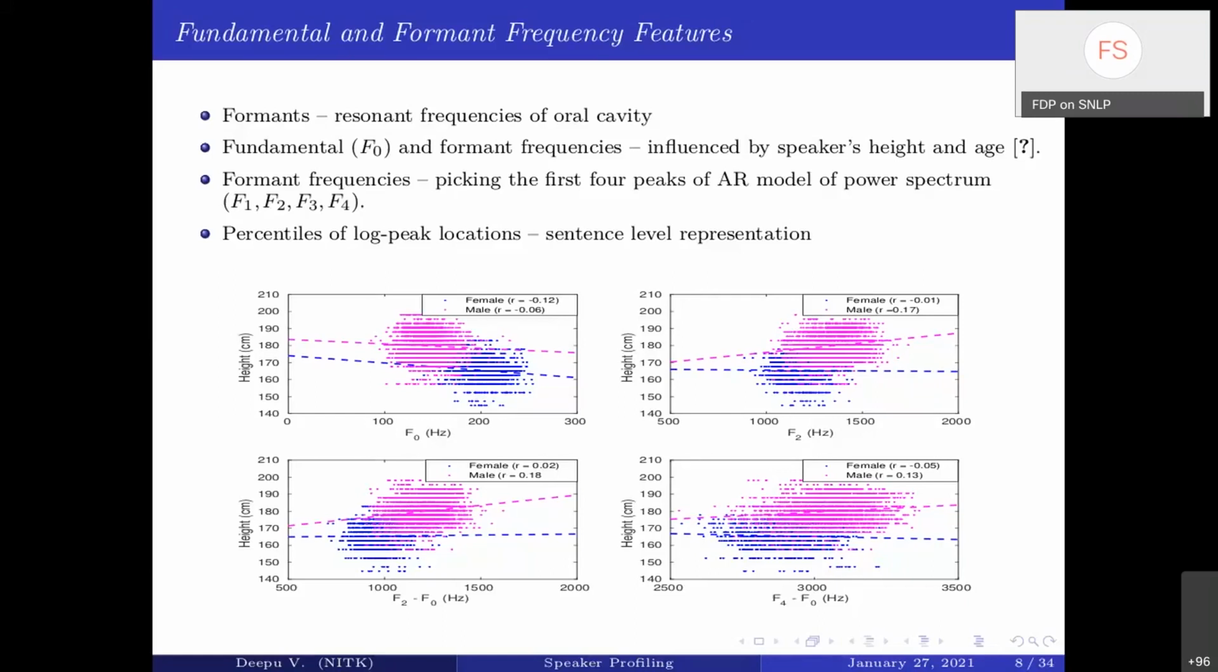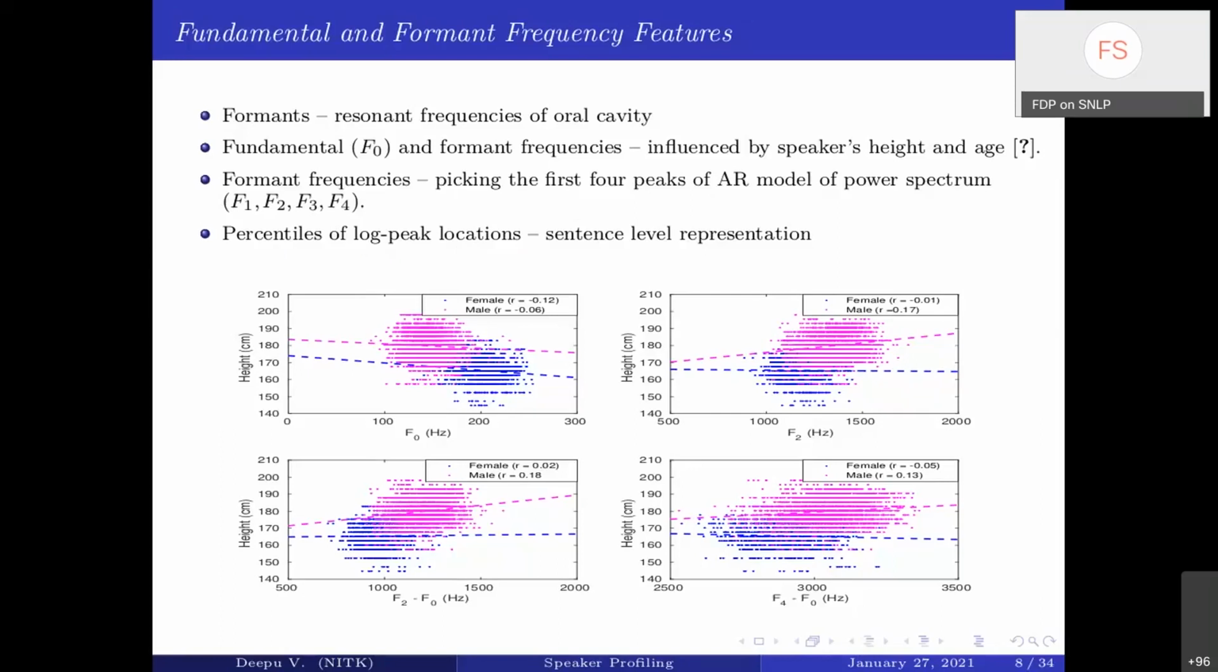There is a way to find an approximate spectrum, an approximate peak, using what is written here, that is called an AR model. Basically, this is called linear prediction, and that will give you these four frequencies. Now, each of those speech segments will have these formant frequencies.